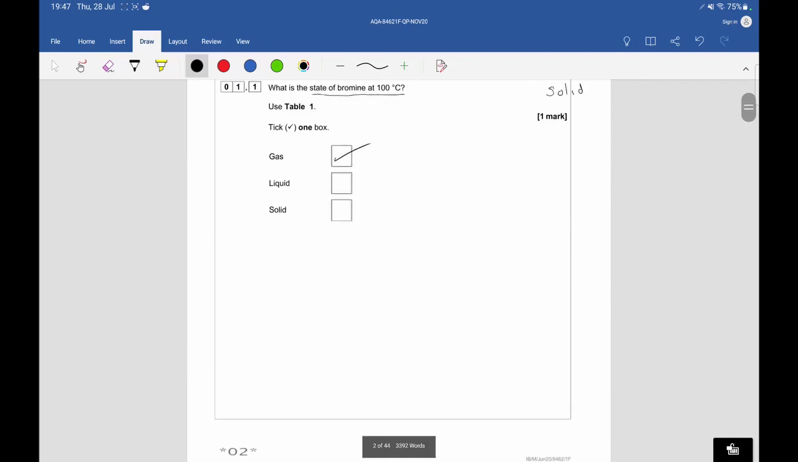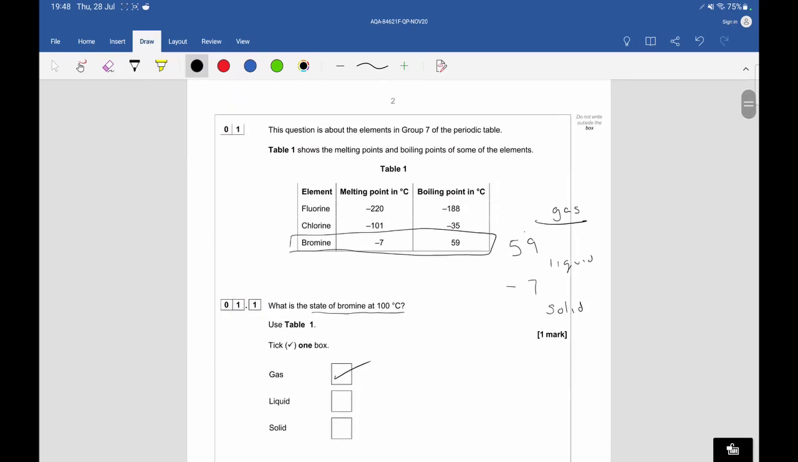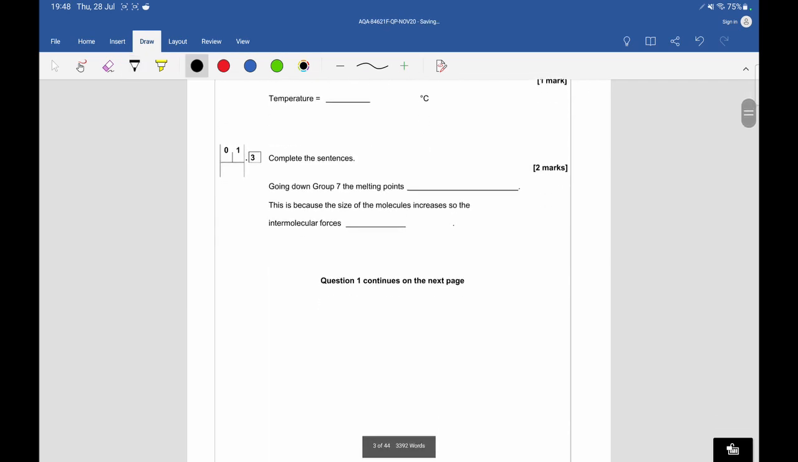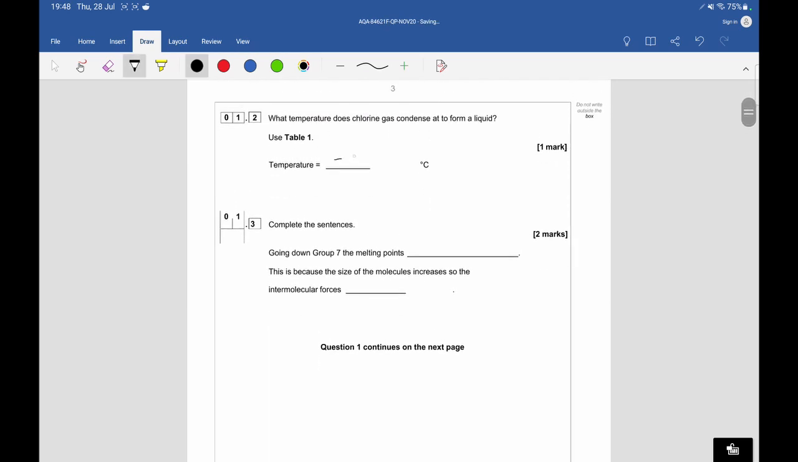Question 1.2 says, what temperature does chlorine gas condense to form a liquid? I'm looking for the boiling point of chlorine, which is -35. You can see here. So I'm going to write -35.